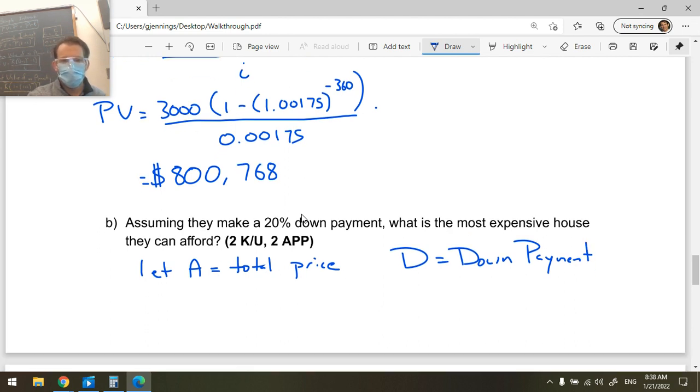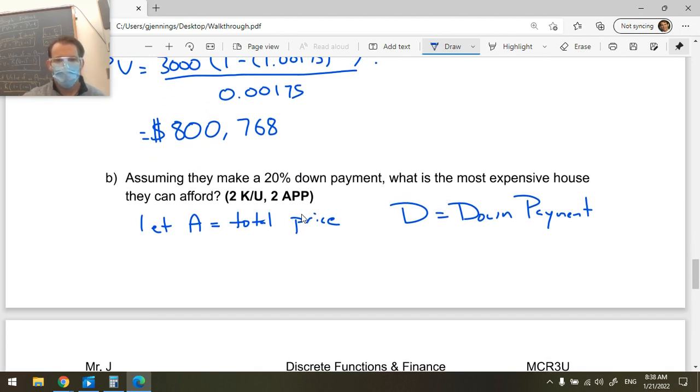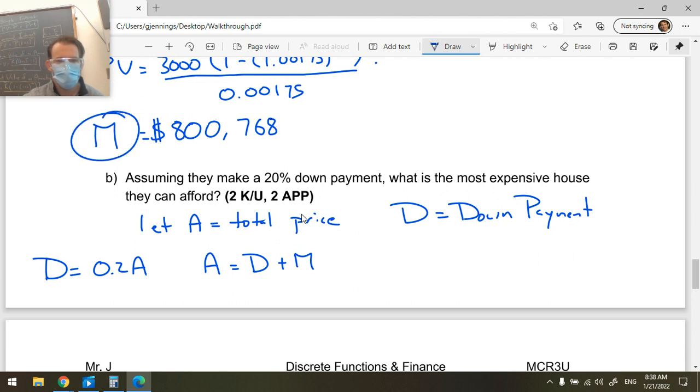And so here's what we're going to get. Okay? There's 20% down payment. So D equals 0.2, that's 20%, times A. So now that takes this unknown and makes it only one unknown. Okay? And then I have this. A is the total price, and it's equal to the down payment plus the mortgage amount. That's this number here, the present value of the mortgage. Down payment plus the mortgage, right? Make sense? Yeah, sure.